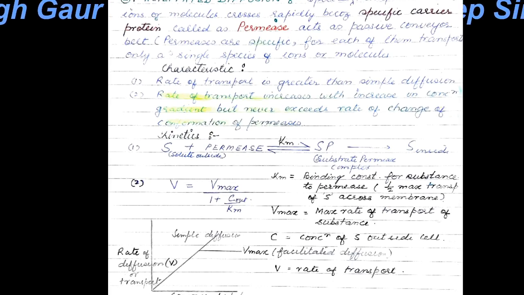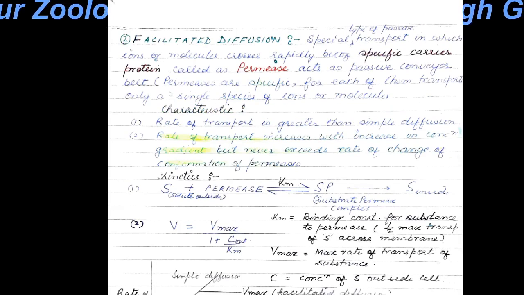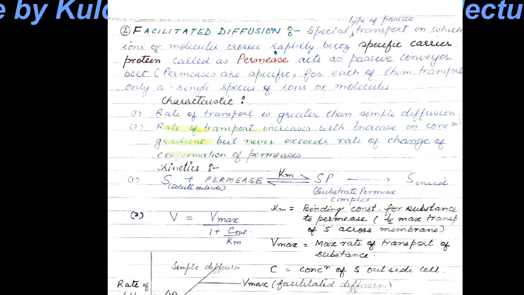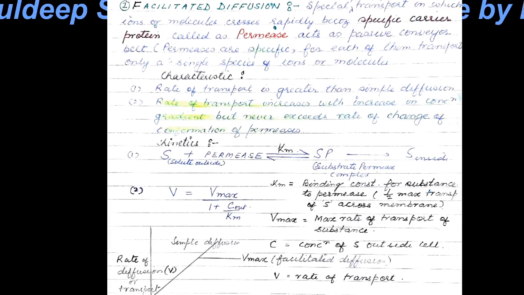The simple diffusion does not require anything else, whereas facilitated diffusion is carried out with the help of carrier proteins, which we also call permease, because it permits the solute inside. These are special kinds of proteins which act as a passive conveyor belt. Why passive? Because no energy is required. And permeases are specific. They are specific to each kind or species of ions or molecules.